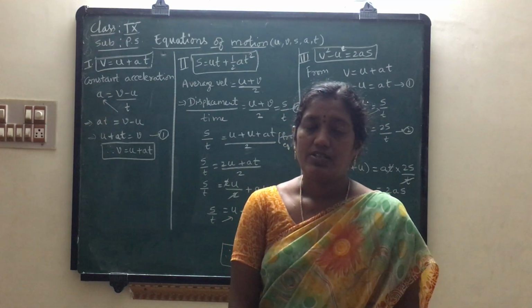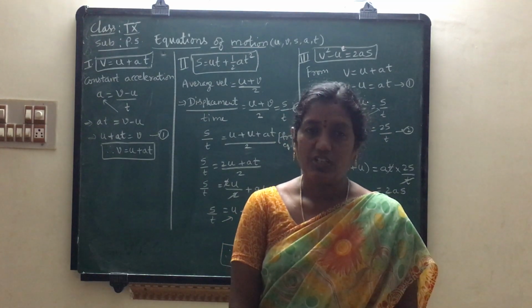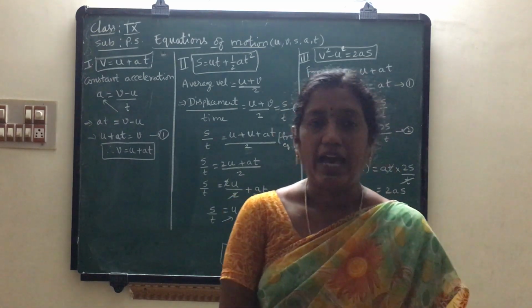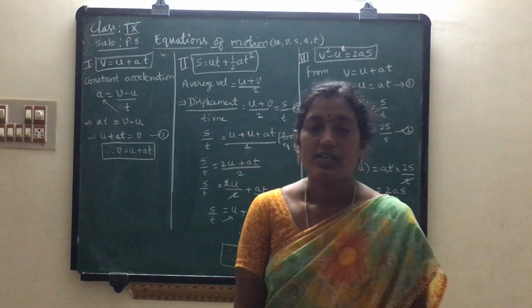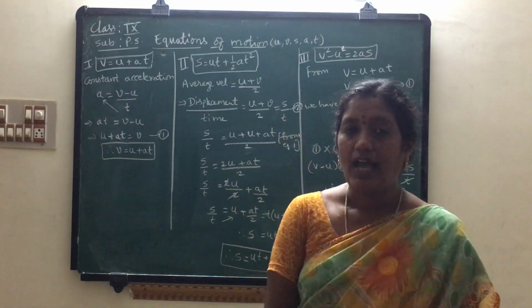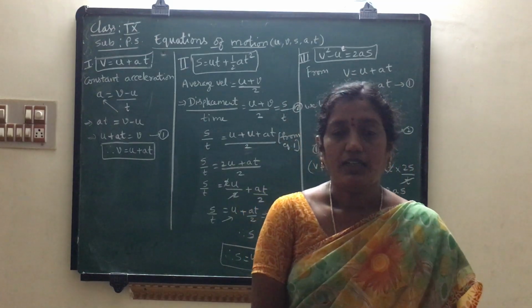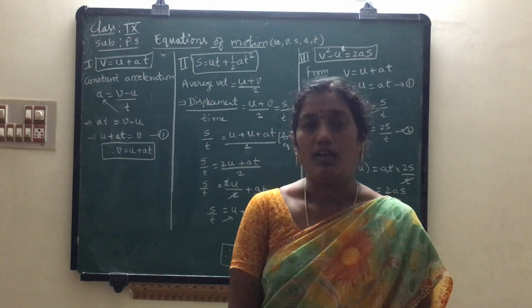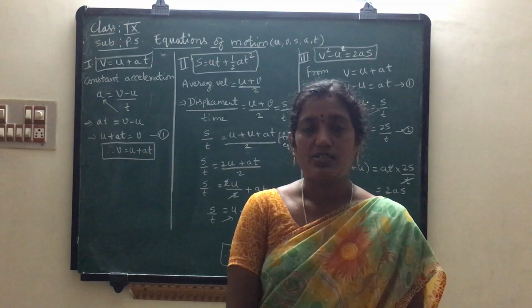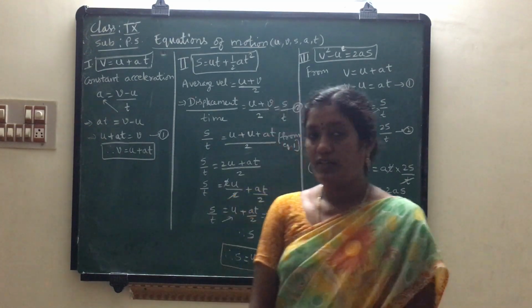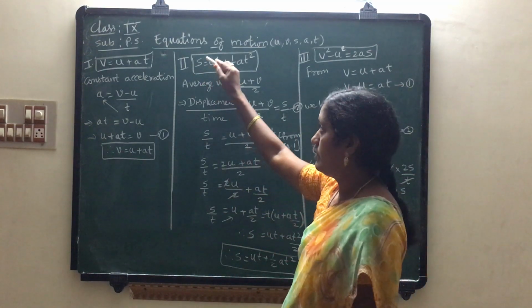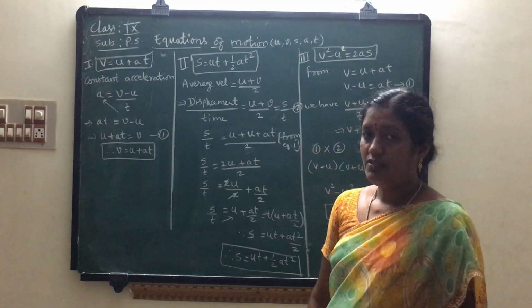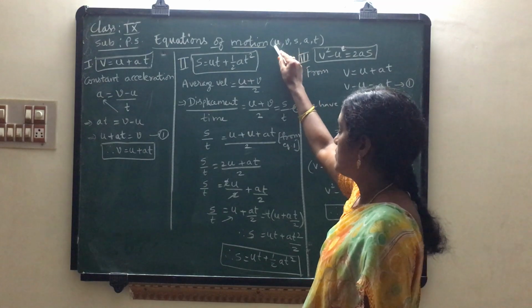Children, equations based on initial velocity u, final velocity v, acceleration a, displacement s and time t. The equations relating these terms are called equations of motion. Once again children, what is this equation of motion? In these equations, definitely we will have these types of letters.